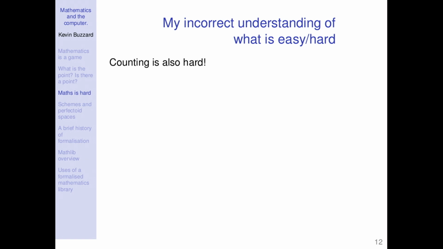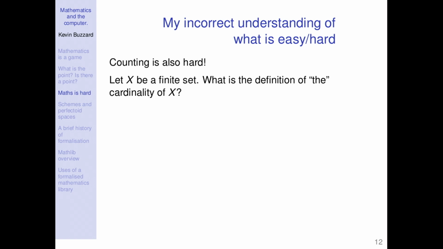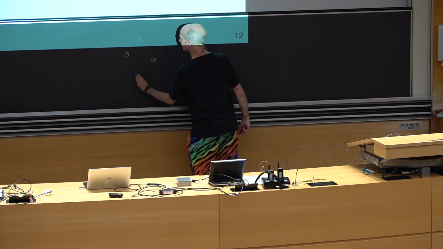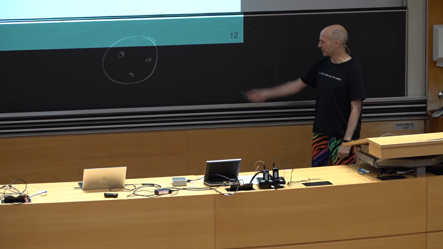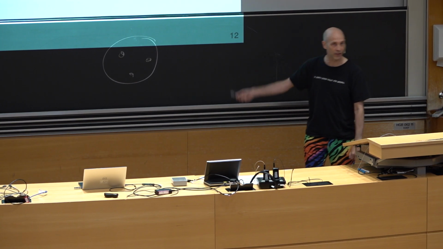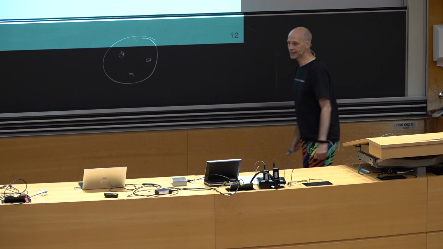So counting sounds very easy, but counting is also incredibly difficult. If X is a finite set, then what's the size of X? Well, you just count how many things there are, right? You don't have to define for the students what the size of X is. Isn't this clever? So there's a set with 3 elements, and it's obviously got 3 elements because I can count them. But this is a picture, right? And that's exactly what you can't do in Lean. You can't do any pictures.